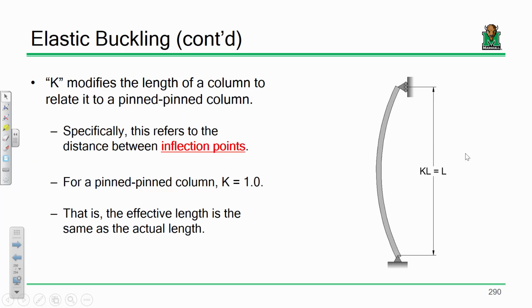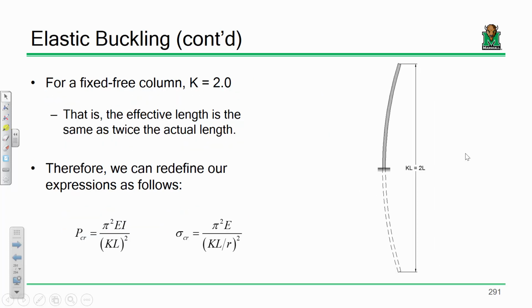Okay, so what do I mean? Here I have a pin-pin column. Our effective length factor, essentially what it does is it modifies the length of a column so that it looks like this. So for the pin-pin column, K is 1, because if I have 1 times the length, I have the original length, and the formula doesn't change. But what I want to do is determine different K values for different columns to relate it to this. Here's that fixed free column. If I continued that deflected shape, let's draw that deflected shape out, and that looks a whole lot like how the pin-pin column buckles, doesn't it?